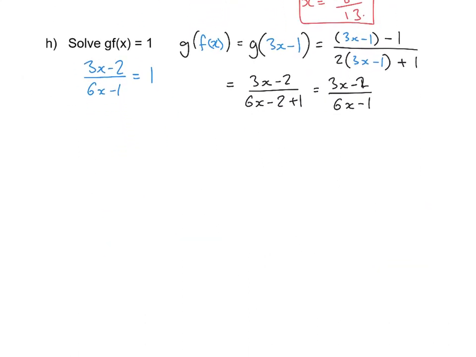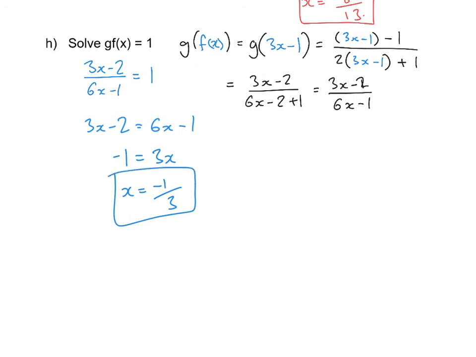So now it's a case of solving the blue equation, multiplied by the denominator, and rearrange to find out what x is equal to. And x is equal to minus a third.